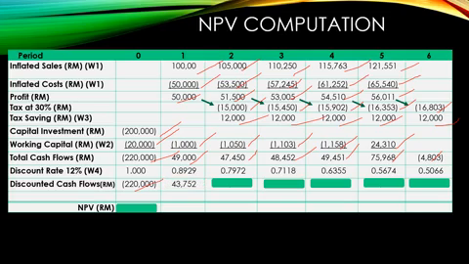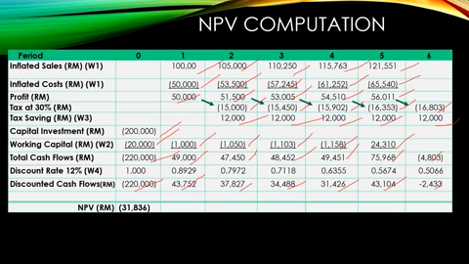Period 1, 43,752. Period 2, 37,827 ringgit. Period 3, 34,488 ringgit. Year 4, 31,426 ringgit. Year 5, 43,104 ringgit. And year 6, negative 2,433. Your net present value will be negative 31,836 ringgit. That is when you add up all the discounted cash flows amount.